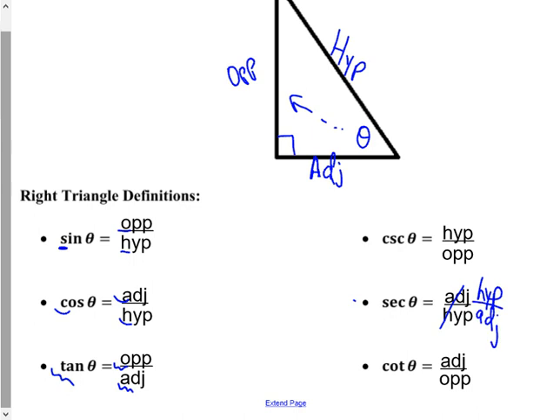And then cotangent is adjacent over opposite. Because these are reciprocals of one another, so we'll learn that later. What does that mean? Right, they're kind of each other flipped.